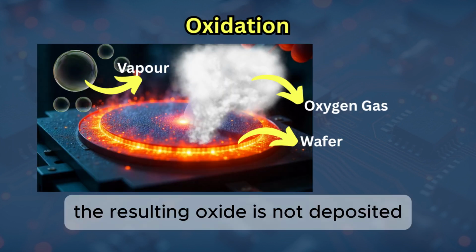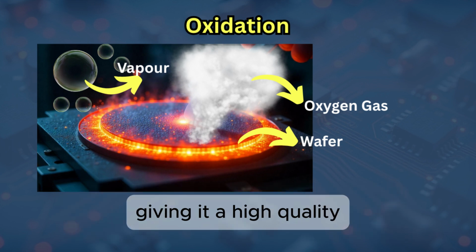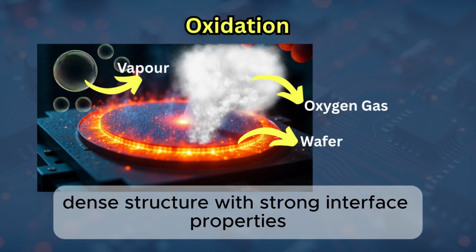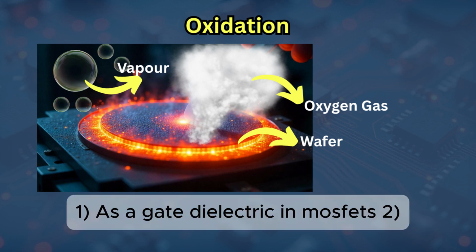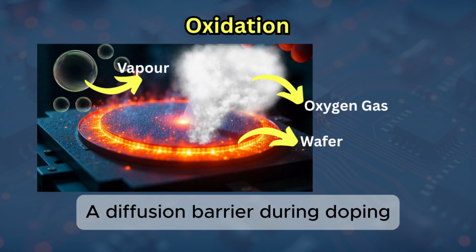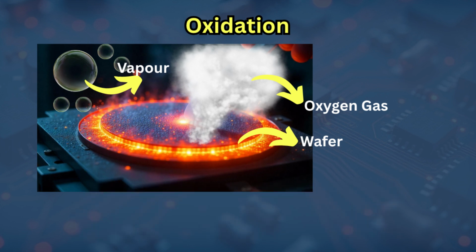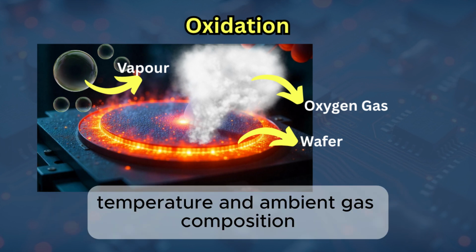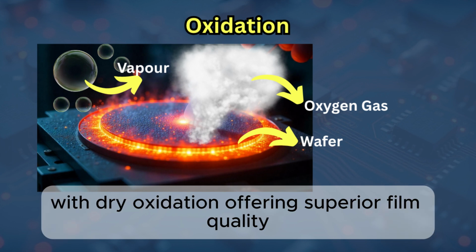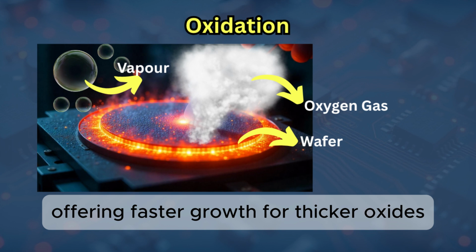The resulting oxide is not deposited. It's grown from the silicon substrate itself, giving it a high-quality, dense structure with strong interface properties. This layer serves multiple roles. 1. As a gate dielectric in MOSFETs. 2. A diffusion barrier during doping. 3. Or a general-purpose electrical insulator. The thickness of the oxide is controlled by time, temperature, and ambient gas composition, with dry oxidation offering superior film quality and wet oxidation offering faster growth for thicker oxides.